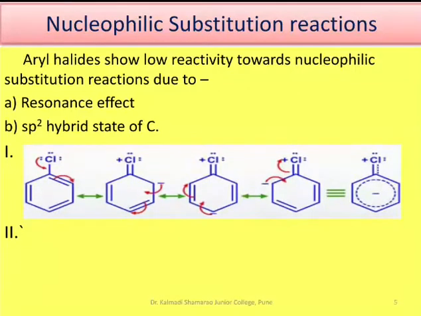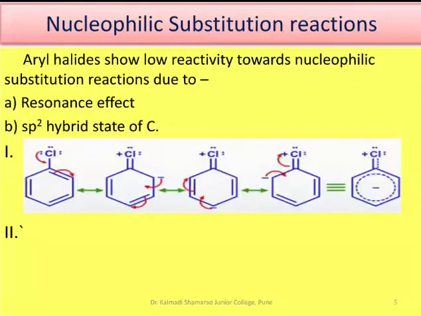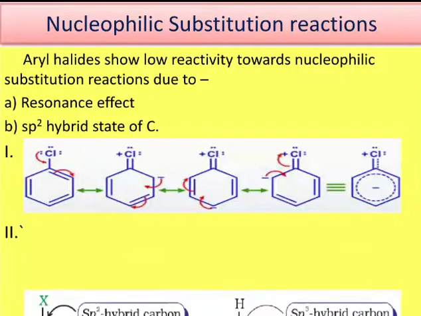In haloarene such as chlorobenzene, the lone pair of electrons on the chlorine atom are delocalized on the benzene ring, as you can see in the first diagram. As a result, the C-Cl bond in chlorobenzene acquires some double bond character. Hence, the C-Cl bond in chlorobenzene is a little stronger as compared to the C-Cl bond in chloroalkane. So, we can say that aryl halides are stabilized by resonance effect.